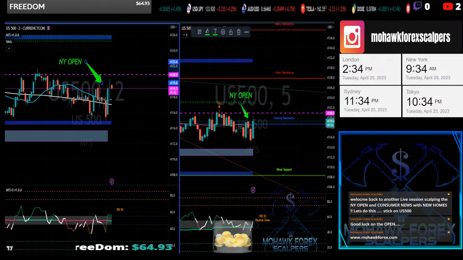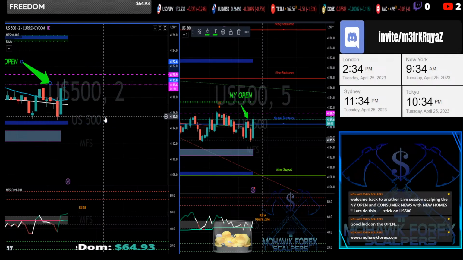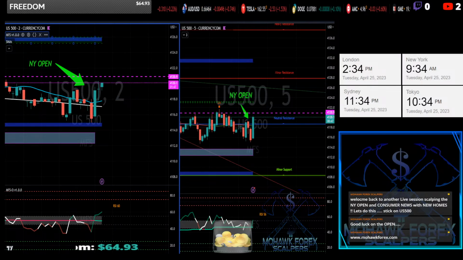So this could be coming down now. Here we go. Look at that 2 minute price action. Right? You can see that. Zoom in here. Look.